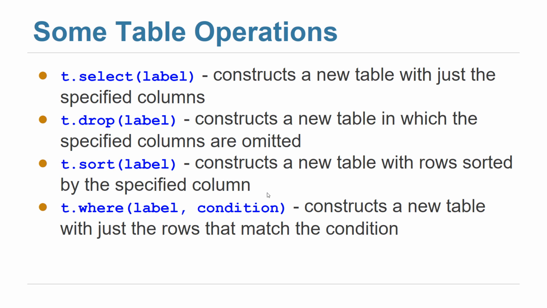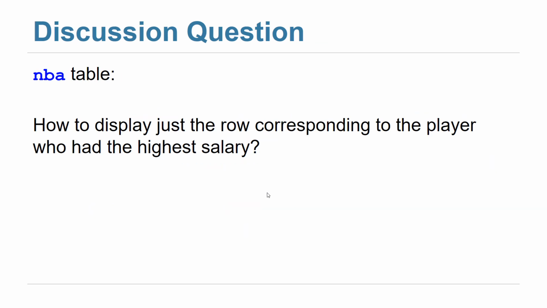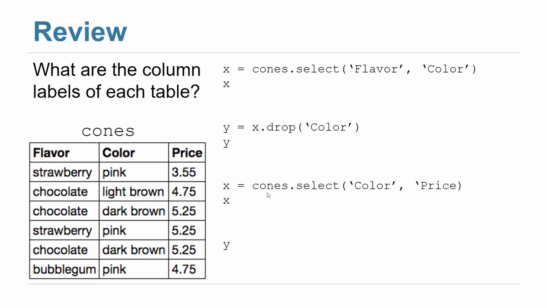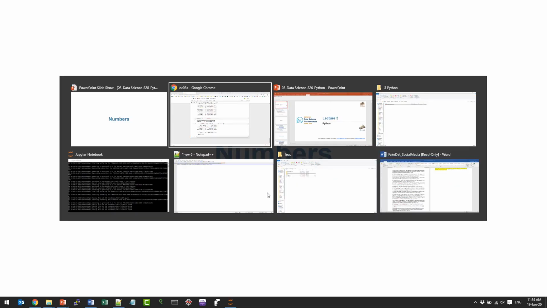And this is a summary of the operations that we saw: select columns, drop columns, sorting based on a specific column, and where, when we have the label and the condition. What we studied so far is just the exact match, but next lecture we'll see how we can change this. How to display just the row corresponding to the player who had, okay, I will leave that for you as an exercise. And this is just playing with the columns of the table. Now we'll move to the numbers.